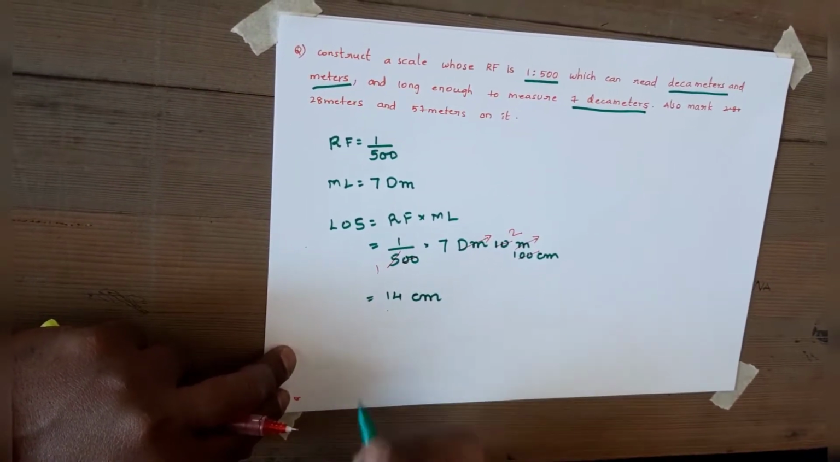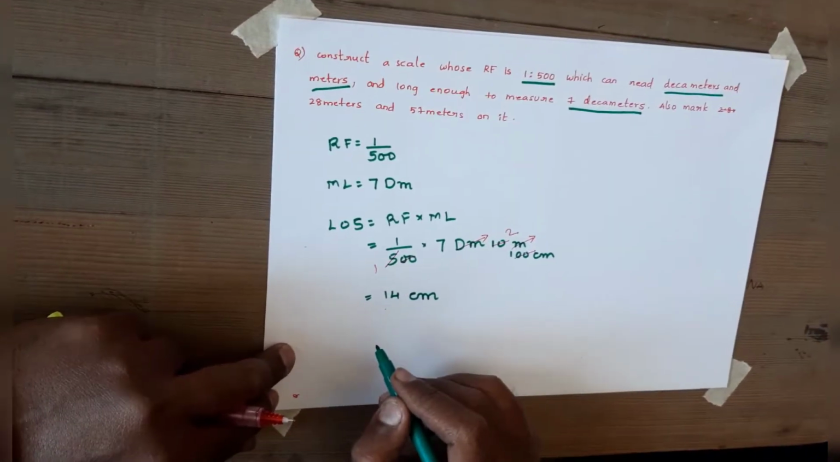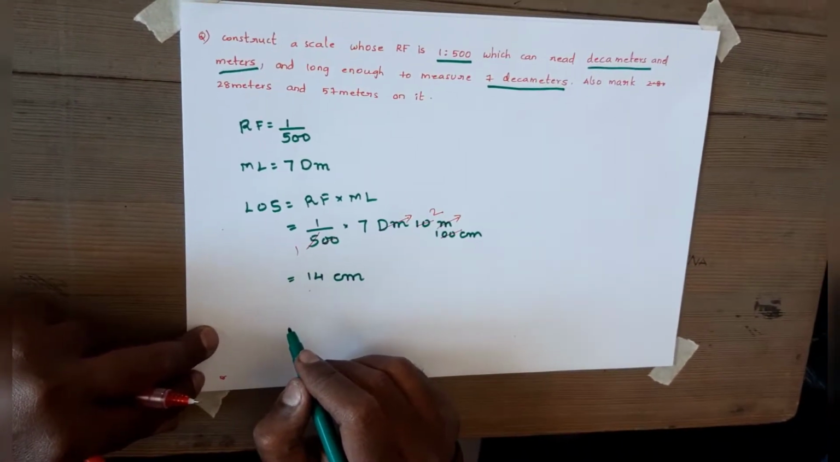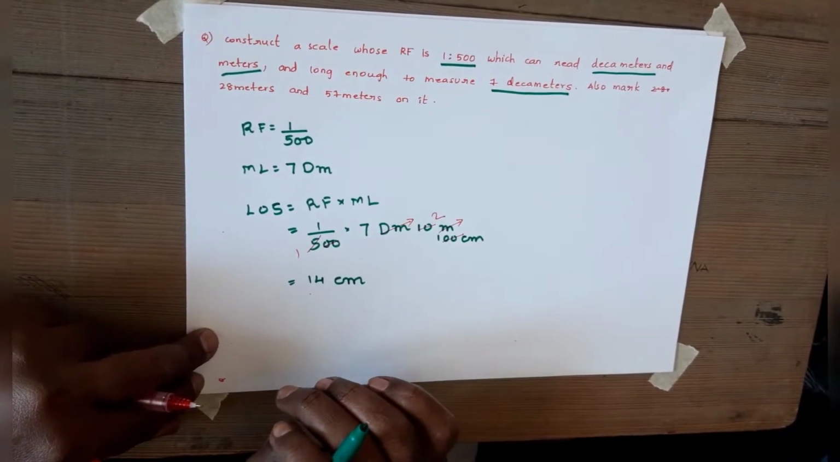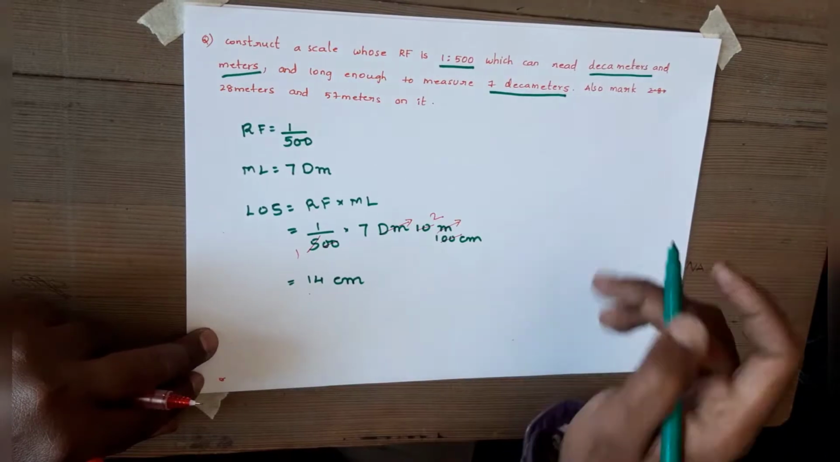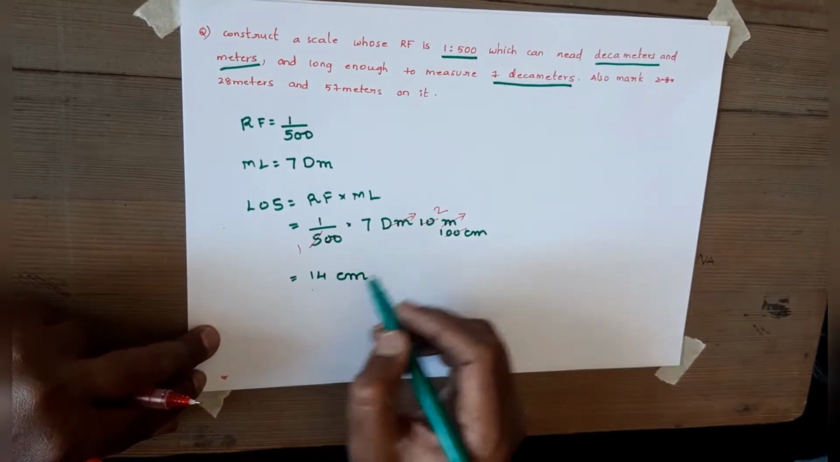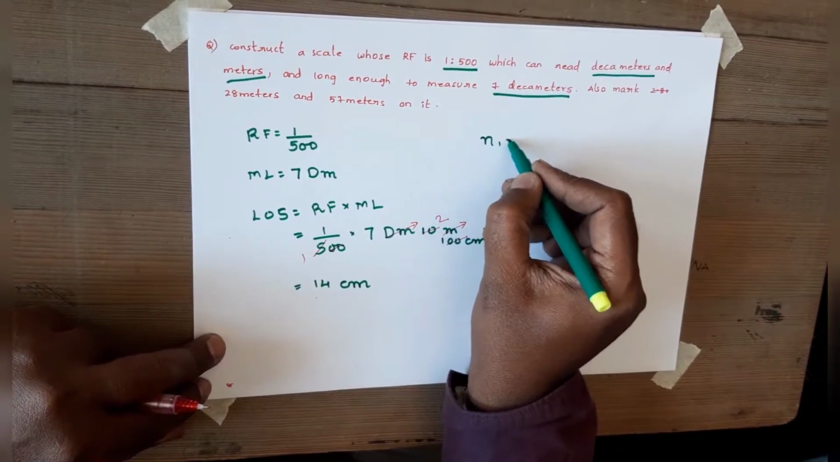After finding this, we have to know N1, N2, N3. But N3 is not required because it is a plane scale. Okay, how it is, we'll check it out. Sir, for finding N1, what is the formula?